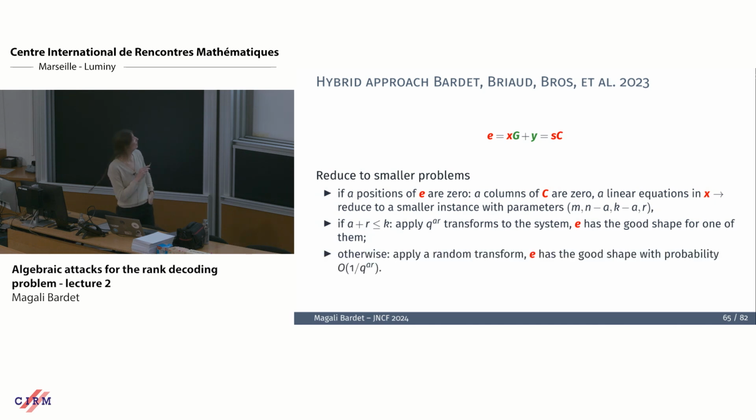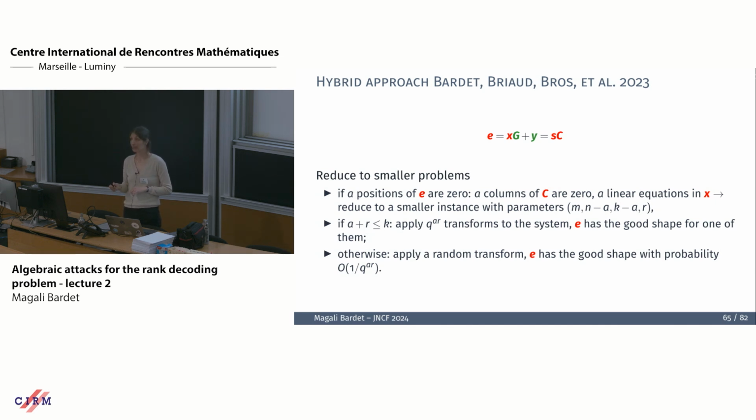And if you do not have this constraint, then it will also work probabilistically. You can try several, you multiply by several matrices on the right, and then with probability 1 over q to the AR, you will get an instance with A values in E that are 0.